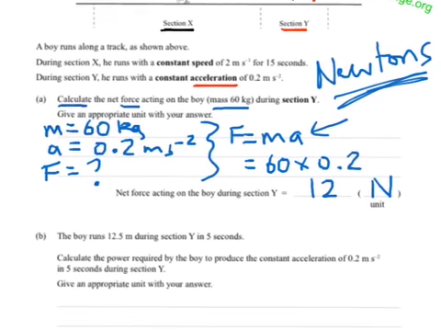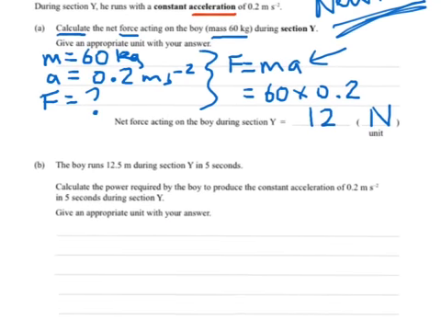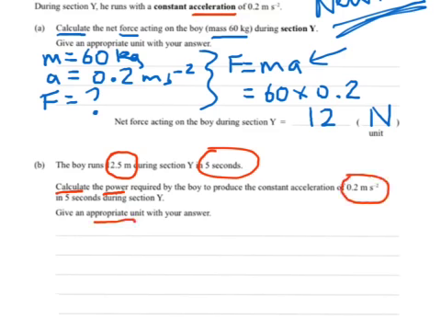Moving on to B. The boy runs 12.5 meters during section Y in 5 seconds. Okay, I'm just going to circle this information. We're in section Y still, so I'm going to go back to my red. So 12.5 meters, 5 seconds. Calculate the power required, this is again mathematical, calculate the power required by the boy to produce the constant acceleration of 0.2 meters per second per second. And again, give an appropriate unit with your answer.